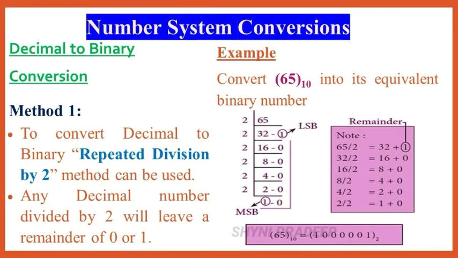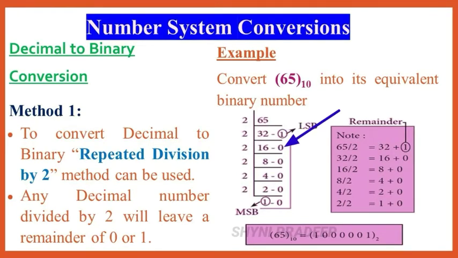Let's see one example. Convert 65 base 10 into its equivalent binary number. 65 base 10 is the decimal number, and you have to convert this decimal number into a binary number. See this repeated division by 2 method. You have to divide 65 by 2. You will get the answer 32 and take the remainder value 1, and again divide by 2.